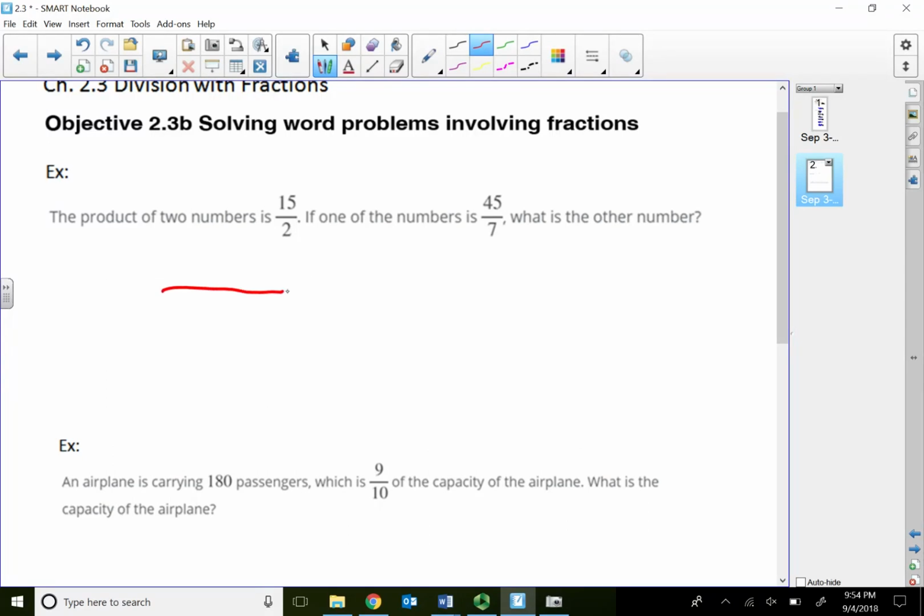So something times something is 15 over 2. If one of the numbers is 45 over 7, what would the other one be? So it's almost like saying, a number times another number is a product, and then telling you what one number is. So to find the other one, we will have to divide. The question is who is divided by who? Well, it's actually got to be the product.